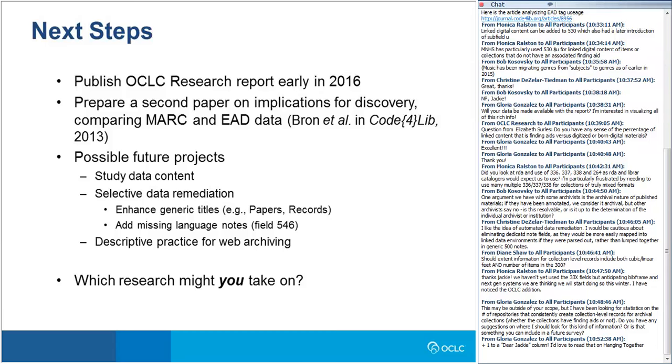We have a vote to have a Dear Jackie column on Hanging Together, so perhaps we can continue this as a spin-off of this. So Gloria says, this may be outside your scope, but I've been looking for statistics on the number of repositories that consistently create collection-level records for archival collections, whether the collections have finding aids or not. Do you have any suggestions for where I should look for this kind of information, or is that something you can include in a future survey?